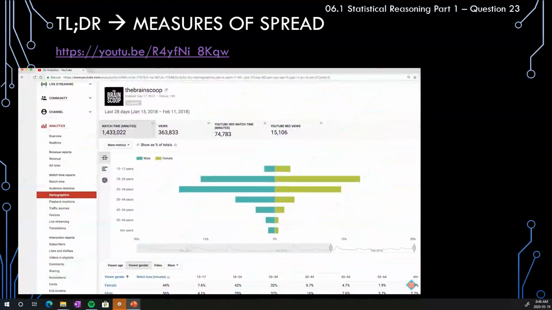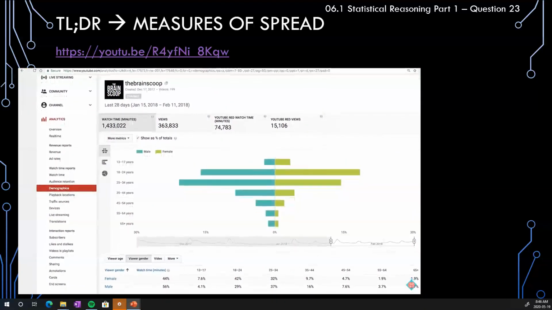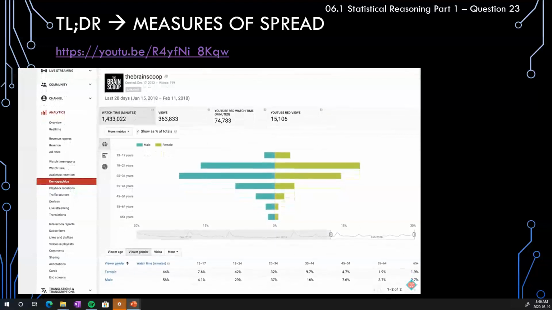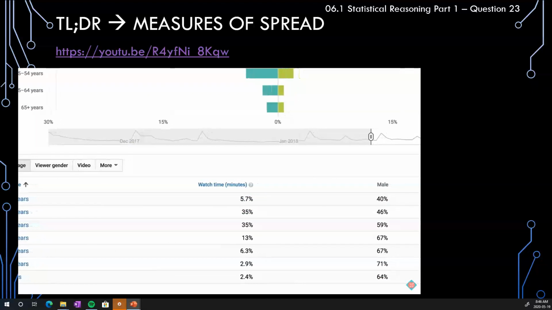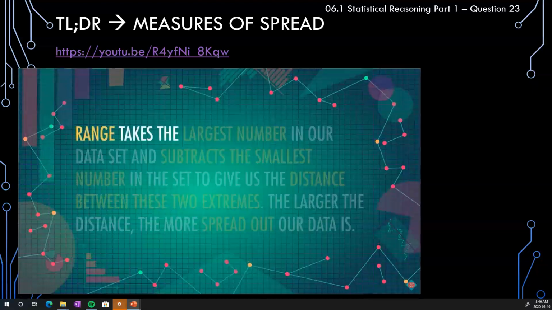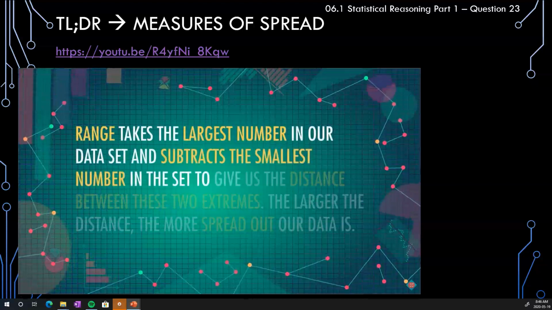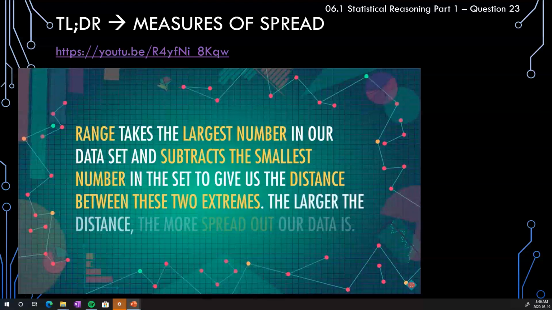You're a YouTuber with big dreams and amazing content, but as a growing channel, you need to know more about your audience. YouTube will give you some information about this, usually in the form of a fancy chart. One of the pieces of information you could calculate is the range of your audience's age. Range takes the largest number in our data set and subtracts the smallest number in the set to give us the distance between these two extremes.